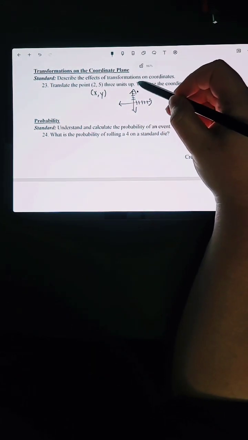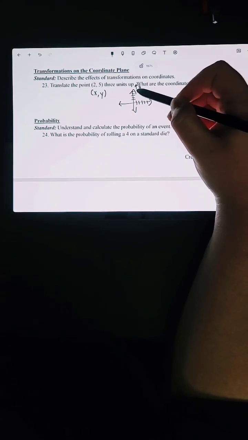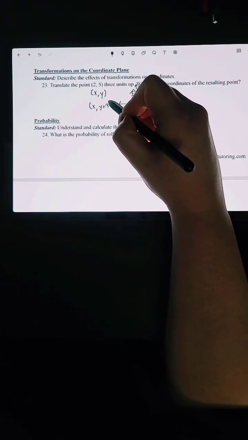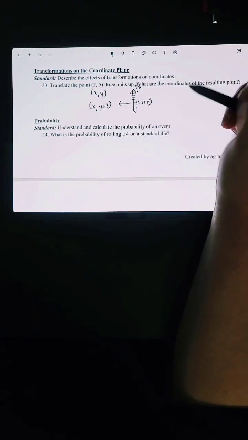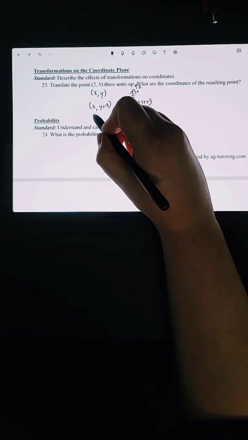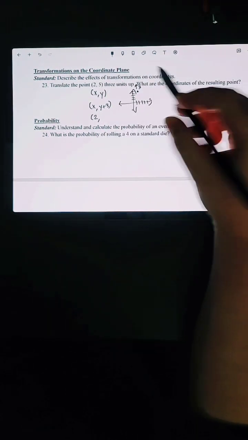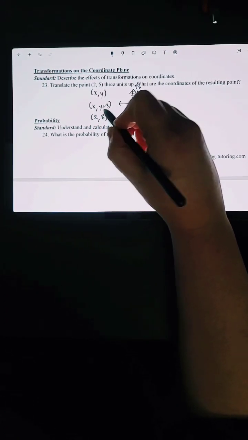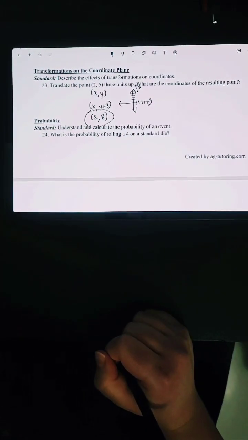If I want to go up by 3, that means that my x is going to be the same, but my y is going up by 3. So I need 3 more for my y to get my new coordinates for the translated point. So I'm going to keep my x the same. My x is going to be 2, but my y is going to go up by 3. So 5 plus 3 is going to give me 8. So this would be the answer.